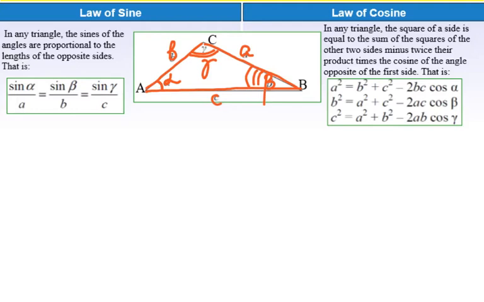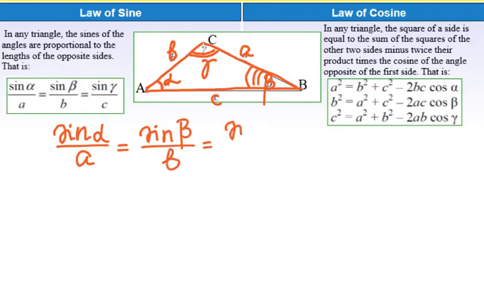And then the law of sine says that the sine of alpha over a is equal to the sine of beta over b, and equals the sine of gamma over c. That's all there is to it. It's pretty easy to use. You just have to know when to use it, and I'll talk about it in a second. So that's the law of sine.